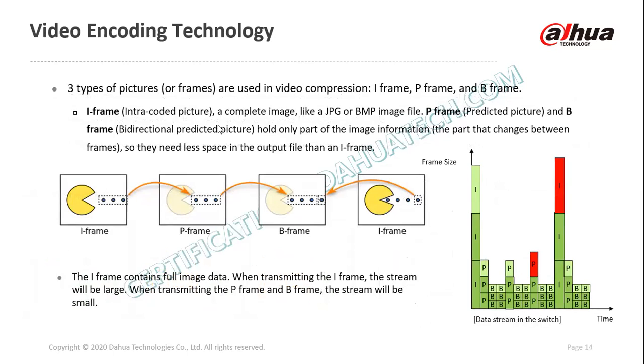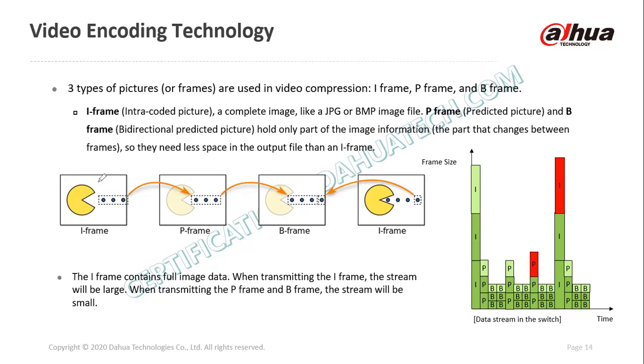I've been talking about frames, and you've heard me talk about frames per second. Frames are basically the pictures in a video. There are different types of frames in a video: I frame, P frame, and B frame. An I frame is a complete image. A P frame is a predicted picture, and a B frame is a bidirectional predicted picture, which holds only part of the image information, the part that changes between the frames.